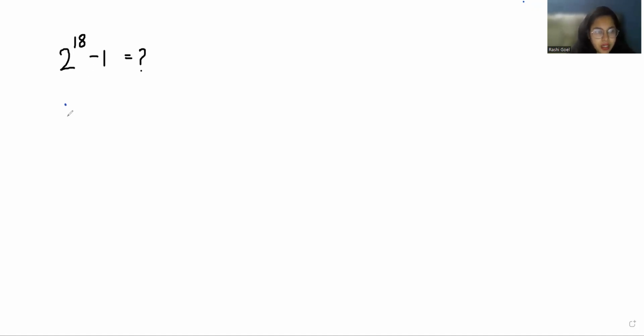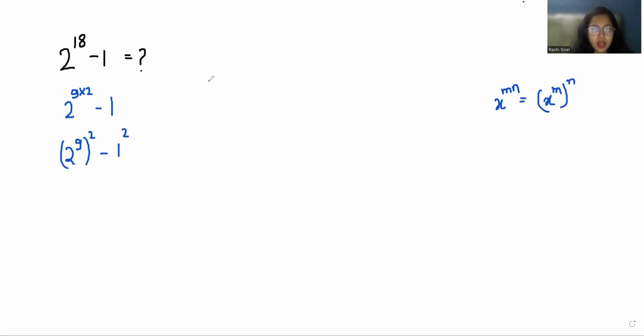So 2 power 18 we can write as (2 power 9) power 2. According to the exponent rule, x power mn we can write as (x power m) power n. Also, minus 1 square.